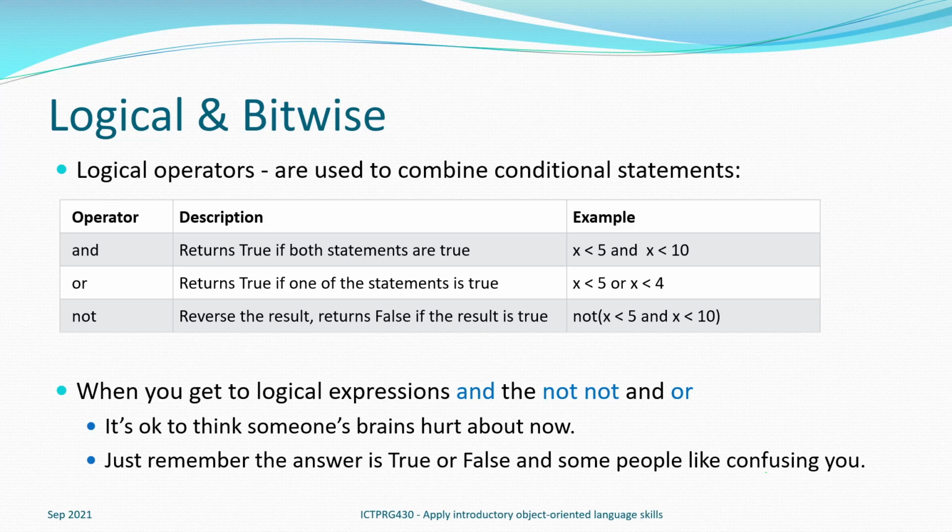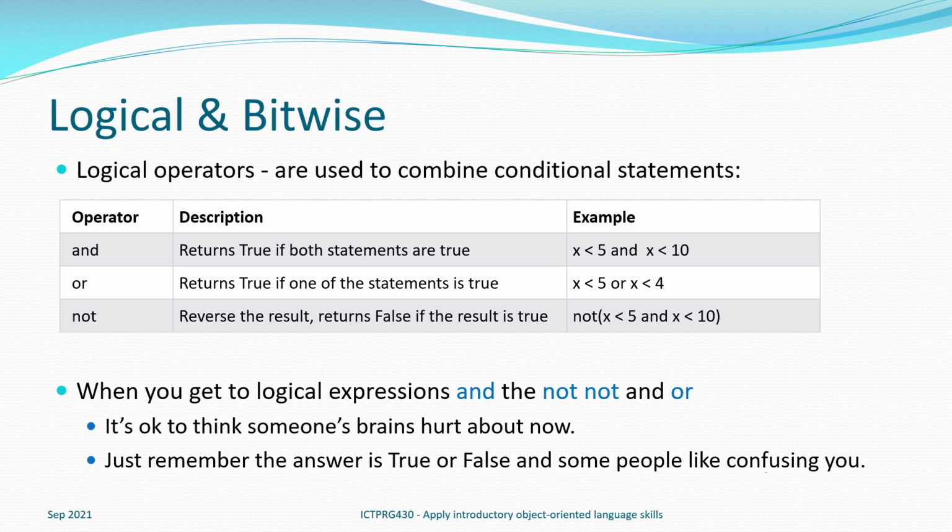Then the inverse of the result, so not. If the result is true, it will return false. So if x is less than 5 and less than 10, then it's going to be the reverse. So we want it not to be less than 5 and not to be less than 10. Reverse.